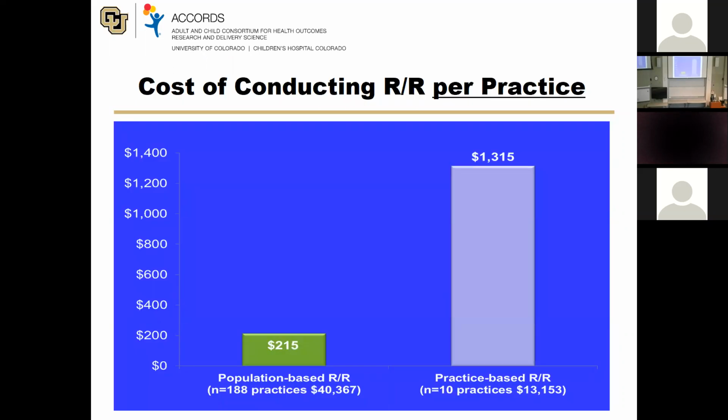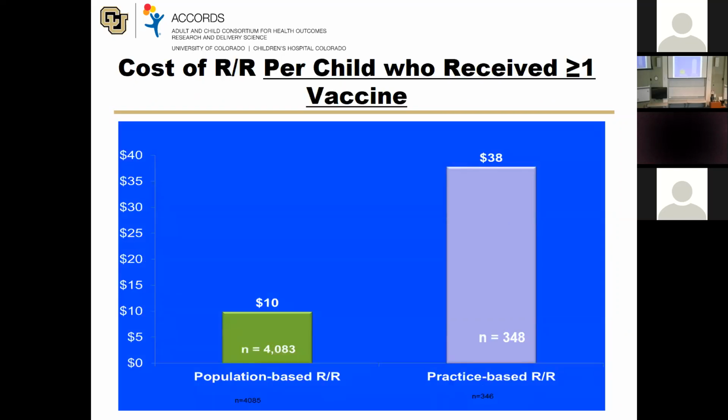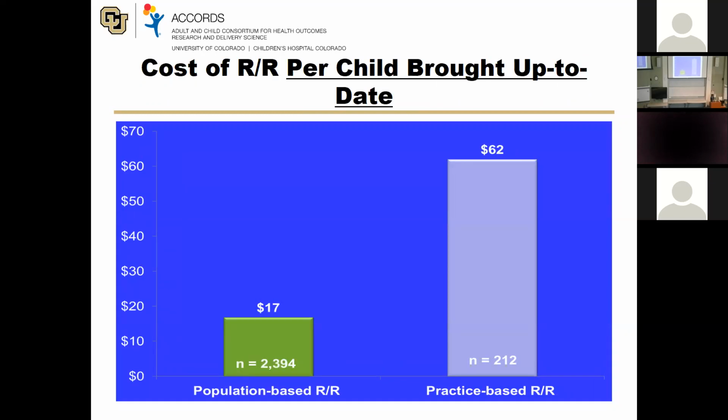The costs were also remarkably different. The cost per practice of conducting reminder recall in population-based was $215 versus $1,315 in the practice-based. Cost per child receiving one or more vaccine, $10 versus $38. And cost per child brought up to date, 17 versus 62. So much less expensive to do this in a centralized manner.